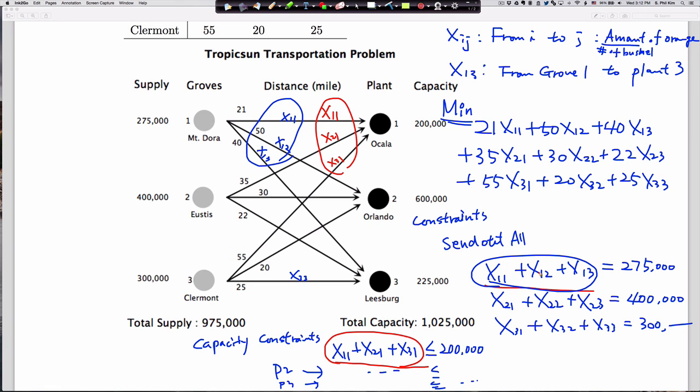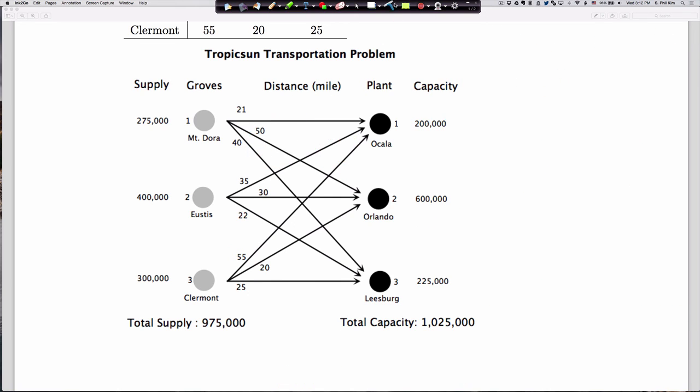So these are all the constraints. This is the objective function. This is your decision variable, and you can solve the problem. And I will show you how to solve this problem using Excel.